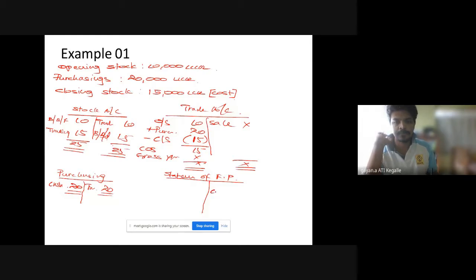Under current assets, we can identify stocks 15.